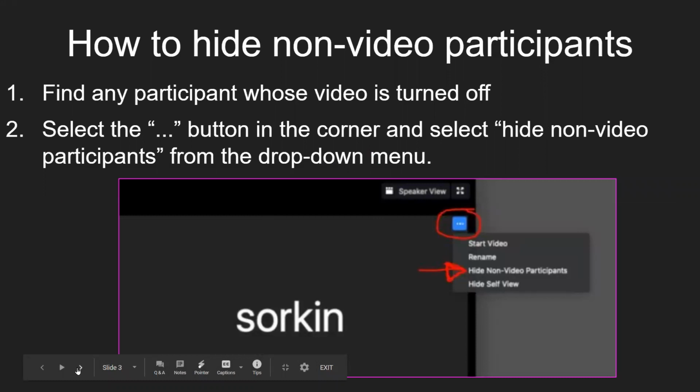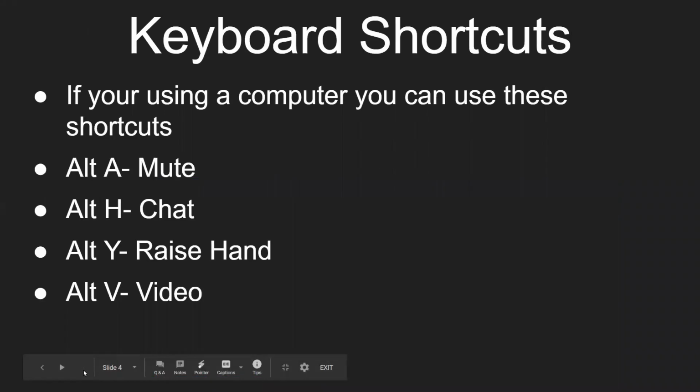In order to do this, find any participant whose video is turned off, select the three little dots in the top right corner, and select hide non-video participants from the drop-down menu. Some keyboard shortcuts, if you're using a computer: Alt-A for mute, Alt-H for chat, Alt-Y to raise hand, or Alt-V for video. All right, Justin, I'll pass it back to you to get us started.